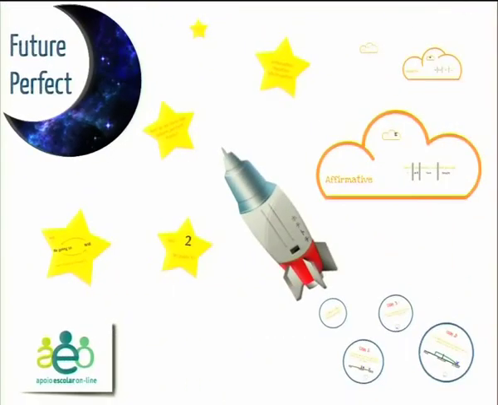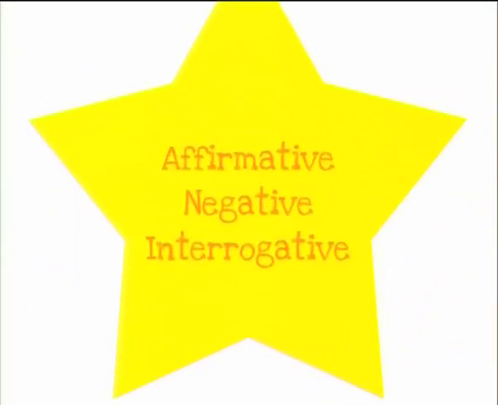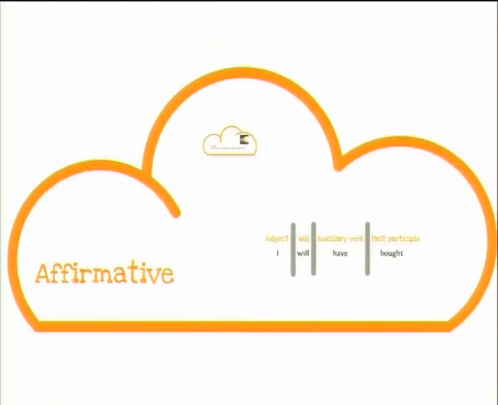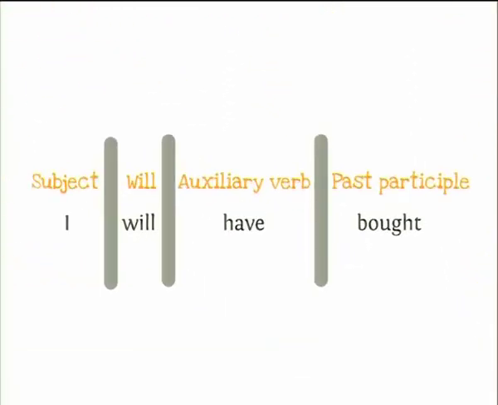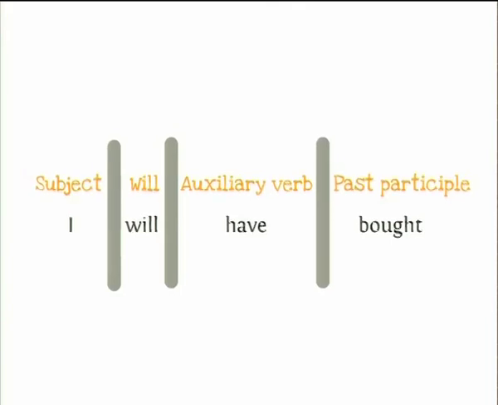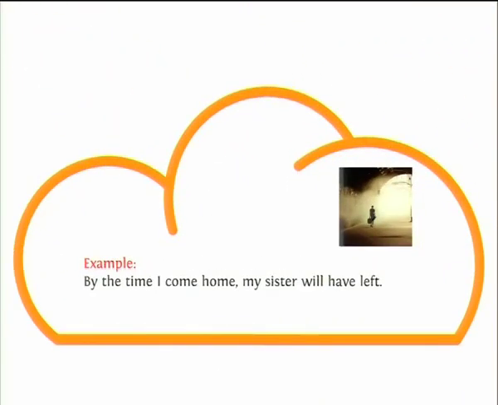Now let's analyze the affirmative, negative, and interrogative forms of the future perfect. In the affirmative with the auxiliary verb will, we use the following structure: subject plus will plus the auxiliary verb have plus past participle. For example, by the time I come home, my sister will have left.